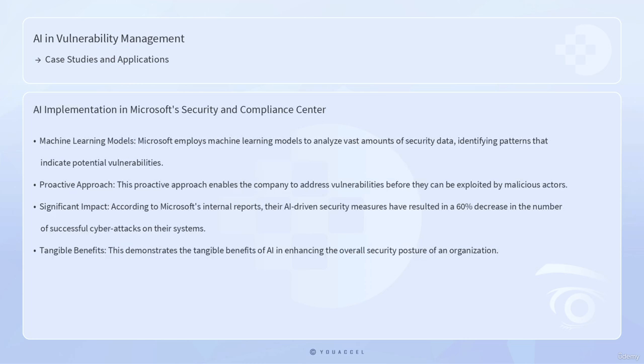One notable case study is the implementation of AI by Microsoft in its Security and Compliance Center. Microsoft employs machine learning models to analyze vast amounts of security data, identifying patterns that indicate potential vulnerabilities. This proactive approach enables the company to address vulnerabilities before they can be exploited by malicious actors. According to Microsoft's internal reports, their AI-driven security measures have resulted in a 60% decrease in the number of successful cyber attacks on their systems. This demonstrates the tangible benefits of AI in enhancing the overall security posture of an organization.